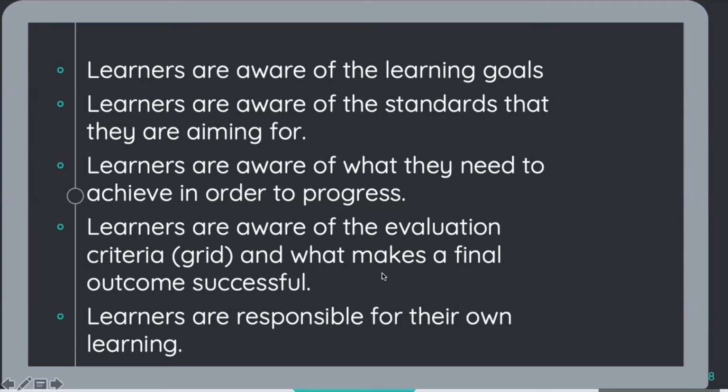A fourth feature: learners are aware of the evaluation criteria, the grid, for example, and what makes a final outcome successful. So 4 and 2 are very linked, right? The evaluation criteria, the final outcome, again, these are all parts of the standards that your students need to be aware of. This is how you're going to be evaluated. And then finally, learners are responsible for their own learning.